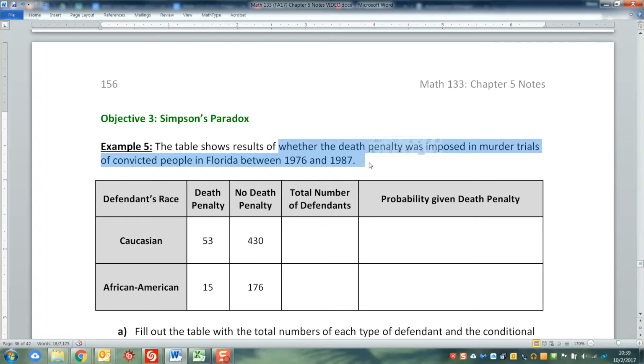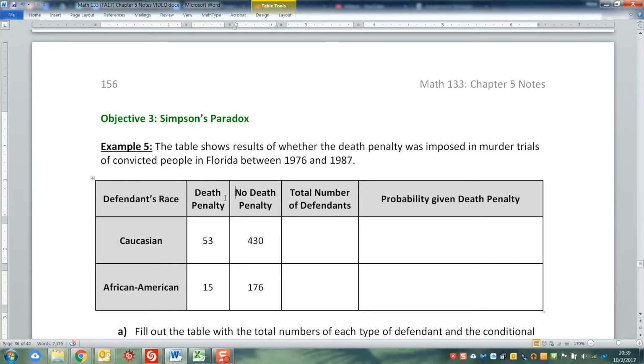So these are all people that are convicted of murder. So let's be clear on that. All of these are convicted of murder. And what we've done is we've aggregated the data. So we have all the Caucasian murder convicts here on the top row and all the African Americans aggregated here together. Aggregate means you push them together.